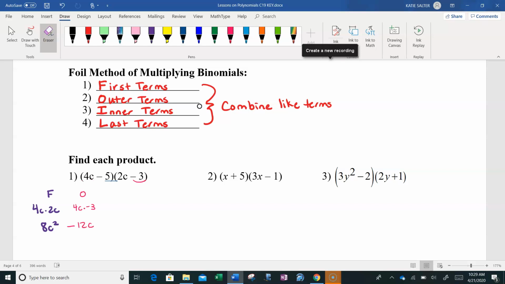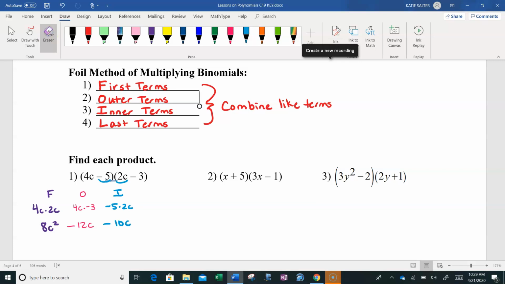The next letter in FOIL is I. And what that means is it wants us to multiply the inner terms or the inside terms. So what it's talking about here is multiply these 2 terms on the inside of this problem, that negative 5 and 2c. So if we say negative 5 times 2c, that would give us negative 10c.